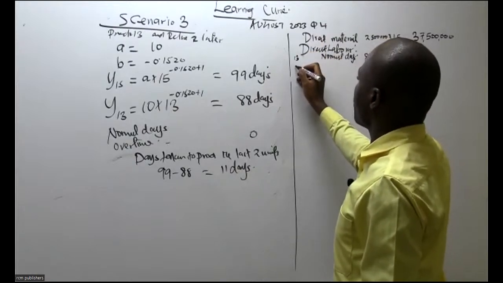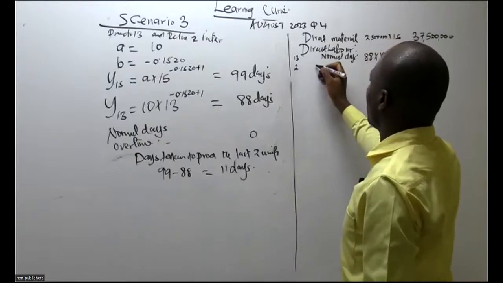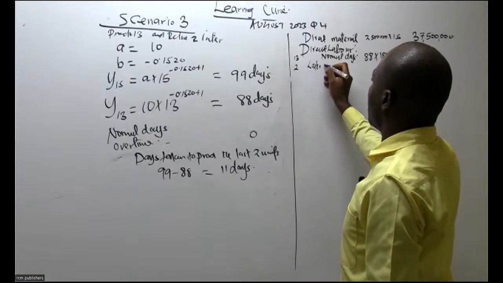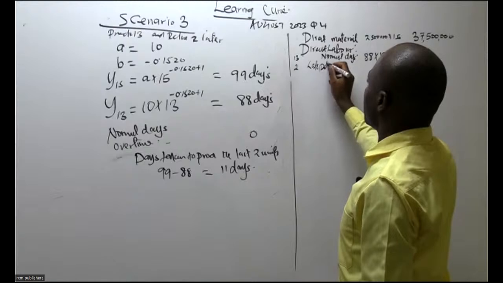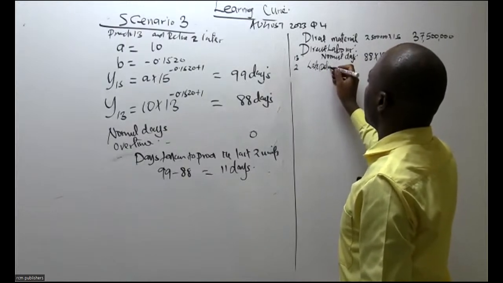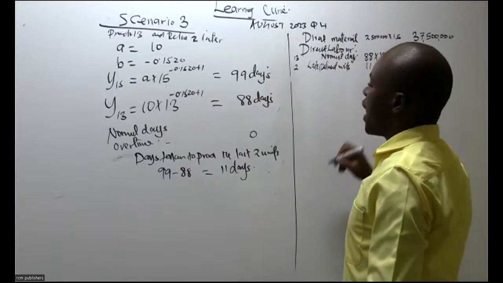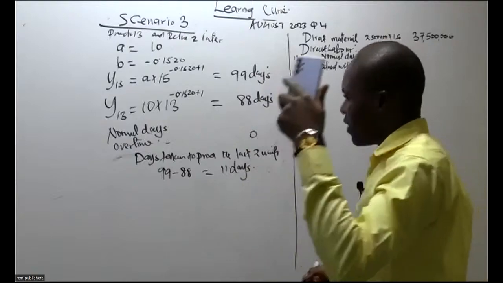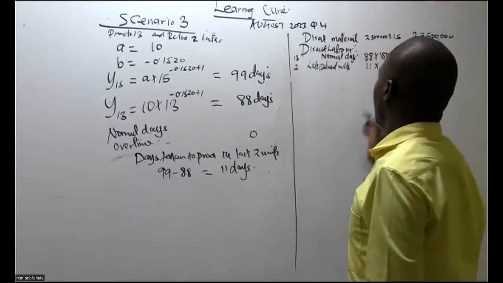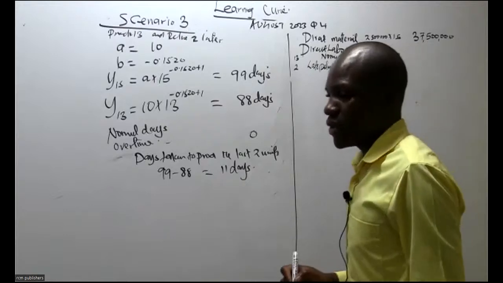Then the last 2 units, the delivered late units, they are taking 11 days, and it is not within the overtime. It is still within the normal working days. Times 180,000.